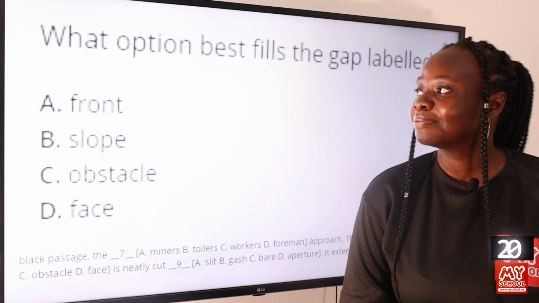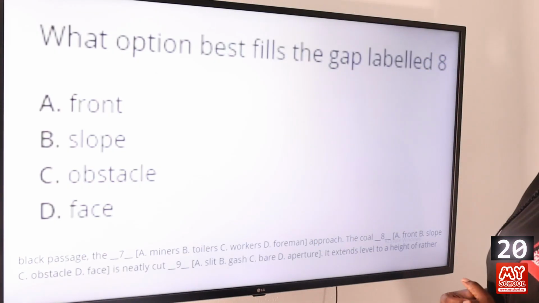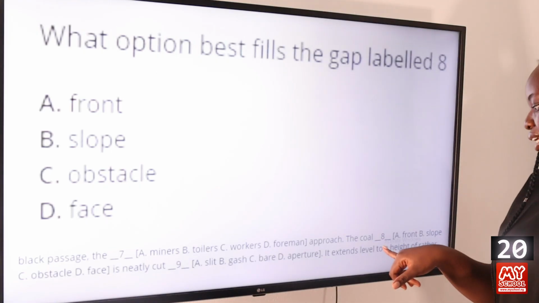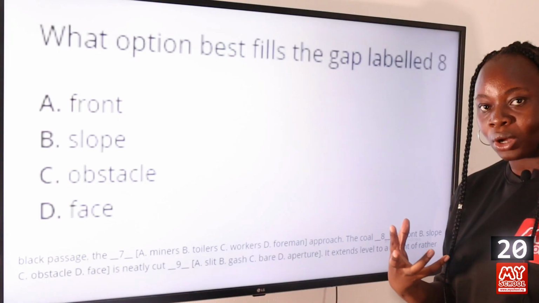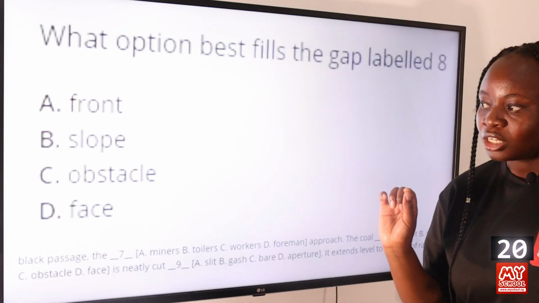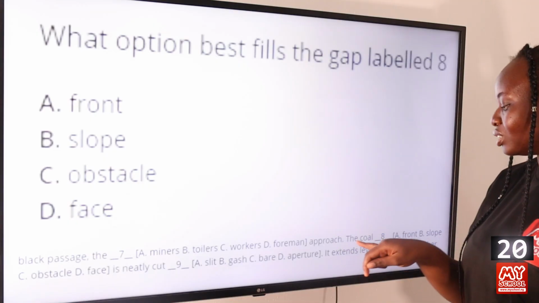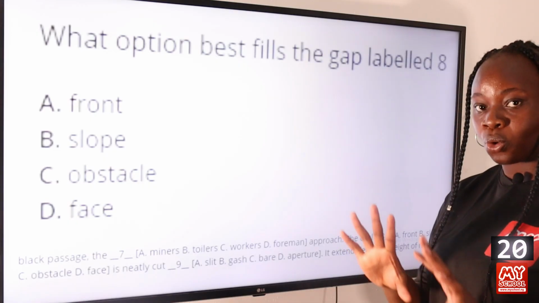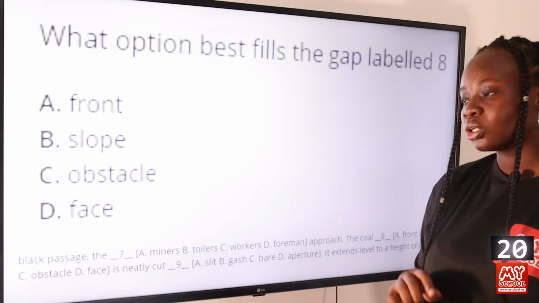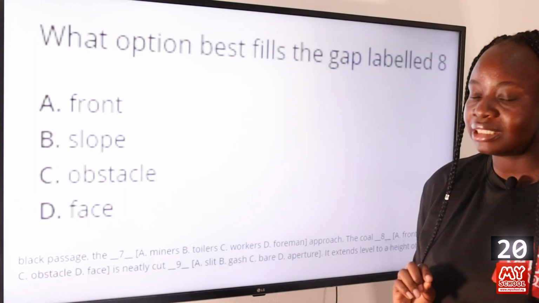Now on to question 20. Which option best fills the gap labeled 8? Option A, front, option B, slope, option C, obstacle, and option D, face. Now let's look at the passage. The coal dash is neatly cut dash. So from this, we can see that they are talking about how they extract the coal as soon as they come in contact with it. So the technical term that is used here is option D, face. All right, so it's the coal face, that's the exposed part of the coal where they do the extracting from. So the coal face is neatly cut. So the answer to this question is option D, face.